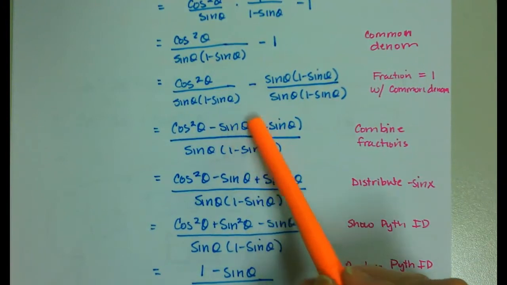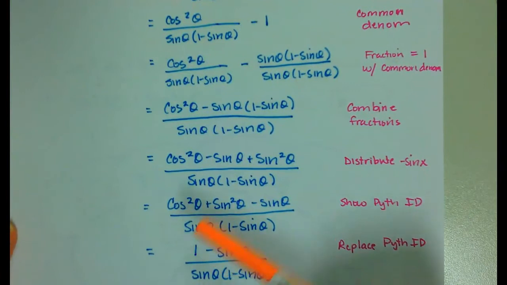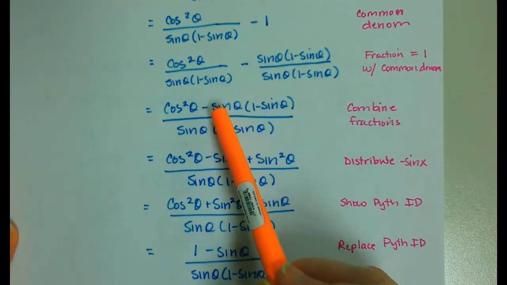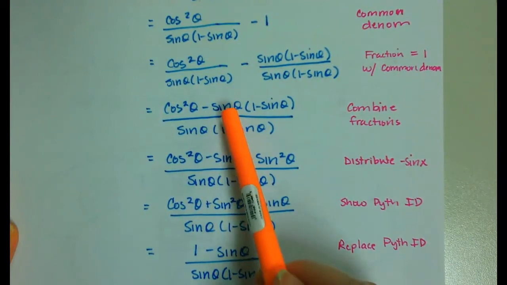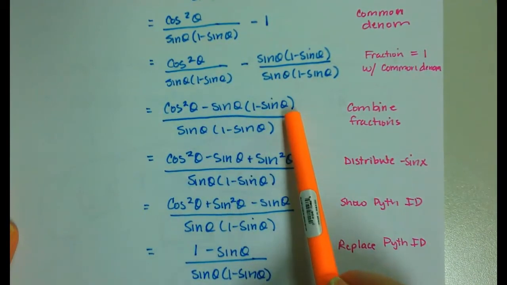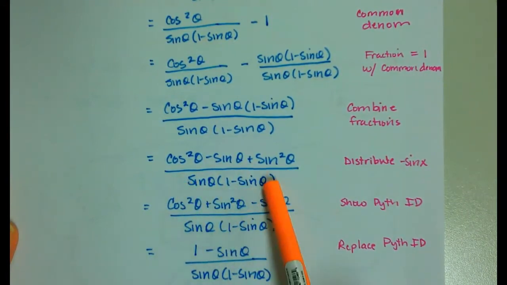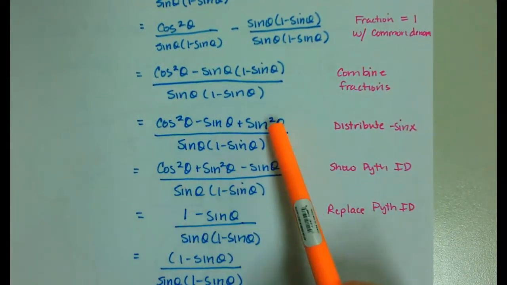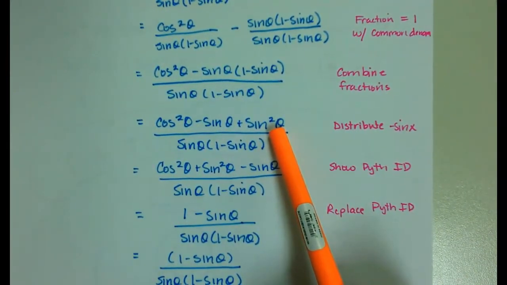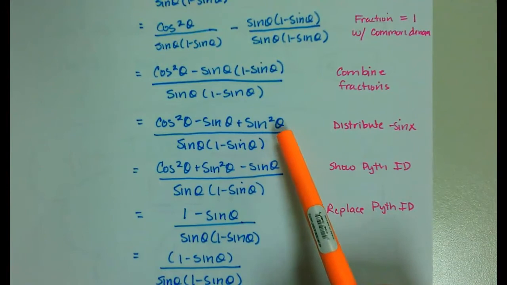I need to distribute right here so that I can have my pieces to put together. So I do negative sine theta times 1, that gives me negative sine theta, and I do negative sine theta times negative sine theta, which gives me positive sine squared theta, all over this denominator. Now, hopefully, as you look at this, you go, oh, look, there's that Pythagorean identity. However, remember, this is a proof, so we have to show it. If it were simplifying, you could just kind of mark that out and put a 1 in your problem.